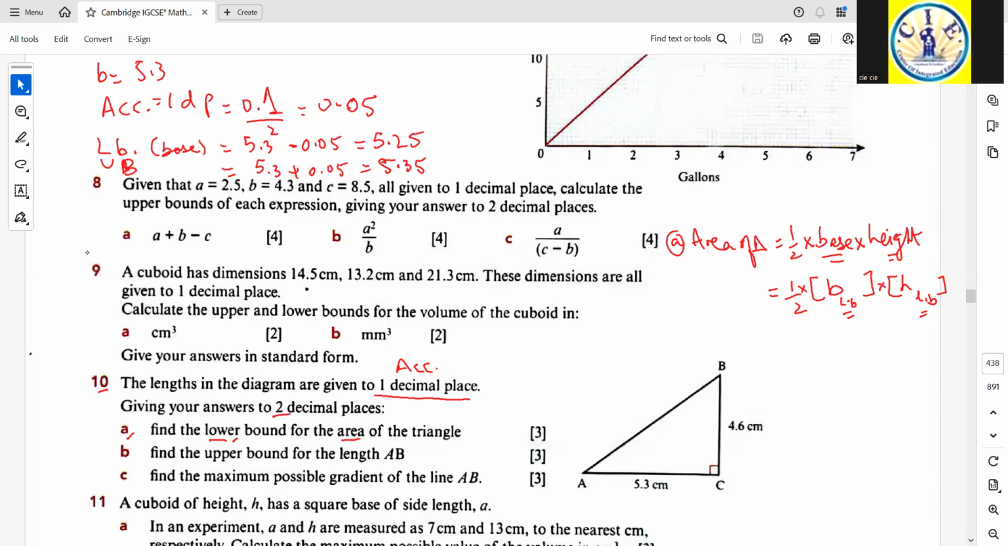And in the same way, the height is 4.6 and its lower bound will be 4.6 minus 0.05, which will give us 4.55 centimeters, and the upper bound of the height will be 4.6 plus 0.05, which is 4.65 centimeters.